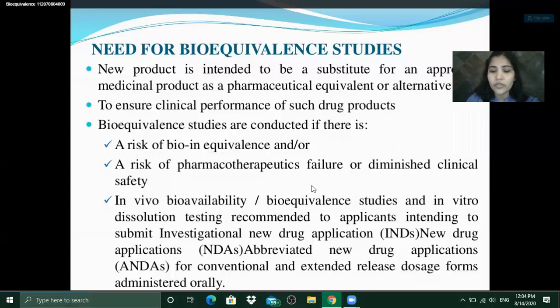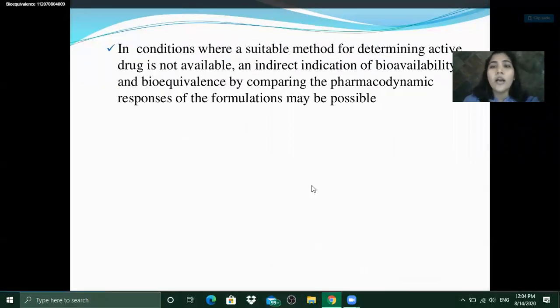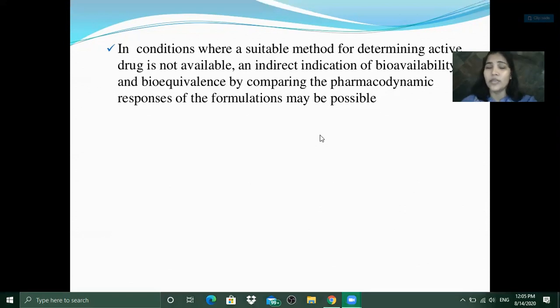Okay. The fourth condition in which we'll still be performing the bioequivalence study is the condition where a suitable method for determining the active drug is not available, and an indirect indication of bioavailability and bioequivalence by comparing the pharmacodynamic response of the formulation may be possible. So in this condition also, you will be performing the bioequivalence study. If you have the data, maybe you can tell the pharmacodynamic effect of the drug. So in that case, you'll be going ahead and conducting the bioequivalence studies.